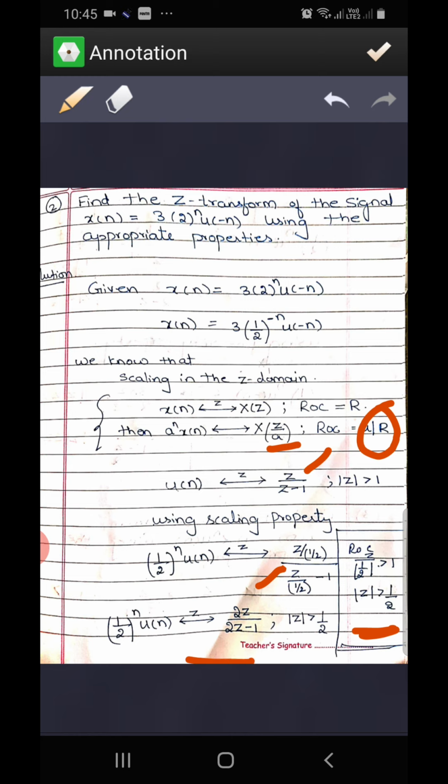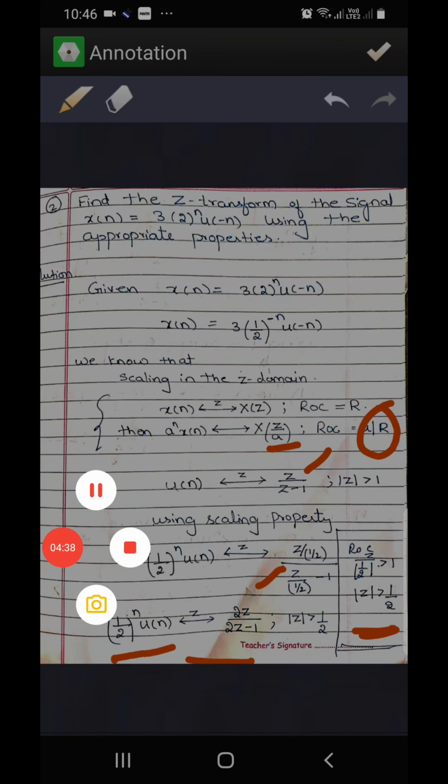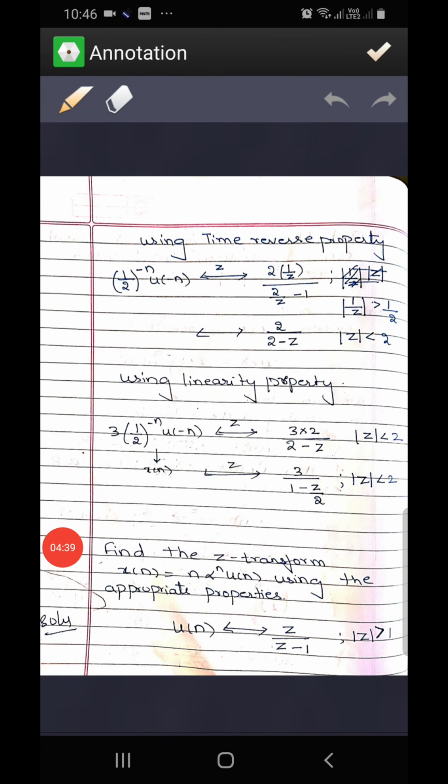Now we'll apply time reverse to this one. What happens is, wherever n is there, you have to replace it by minus n, and wherever z is there, you have to replace it by 1 by z. This is the time reverse property. So using the time reverse property, wherever n is there, replace by minus n: 1 by 2 whole raised to n, u of minus n.